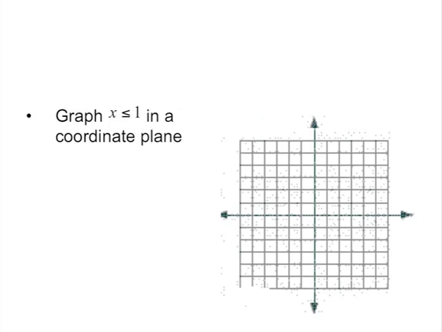X is less than or equal to 1. What kind of a line would x equals 1 be? Vertical. A vertical line. There is an equal to bar, so we get to use a solid line to graph then. And the inequality says x is less than or smaller than 1. So where are the x values that are smaller than 1? To the left or the right? Left. To the left.